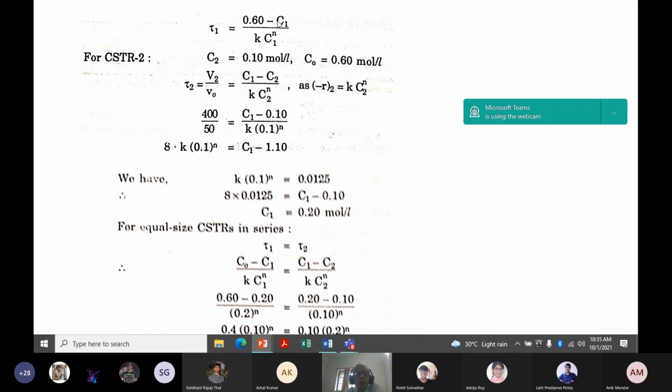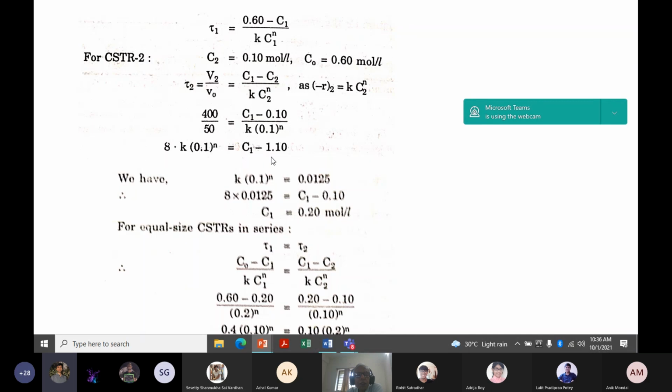Tau1 is 0.6 minus C1, C1 is not known, and K C1 to the power n. C2 is 0.21 for the second reactor, and C0 is 0.6. So for the second reactor mole balance we can substitute C2, still C1 is unknown, and V2 by V0 is known. Then 8, K times 0.1 to the power n is equal to, this is 8, 400 by 50.